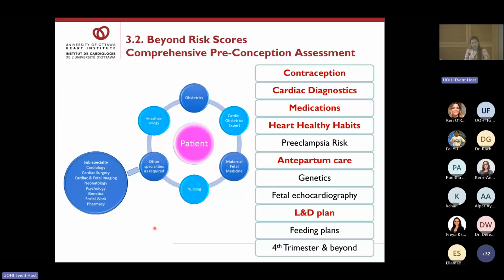This is what I would consider the anatomy of a preconception assessment, all the things that we need to talk about. I won't be able to go through all of them today, but I will highlight a few things about those that I wrote in red over here.